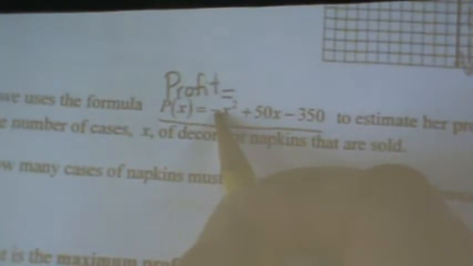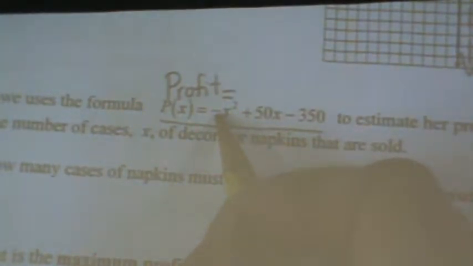What's it going to look like? It's going to be upside down, right? How do you know it's going to be upside down? It's going to look like that.